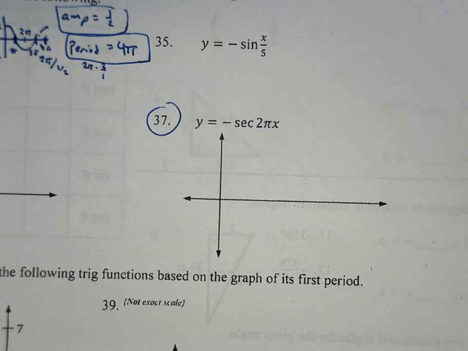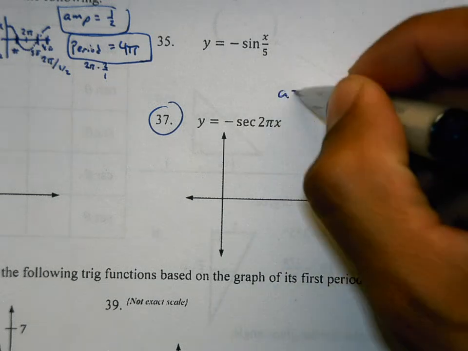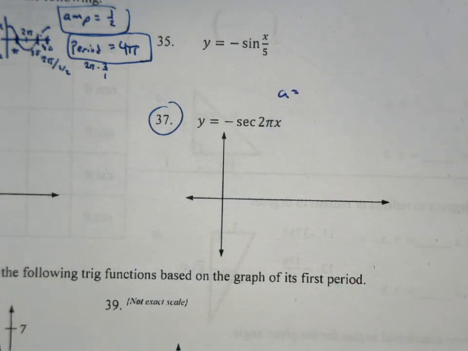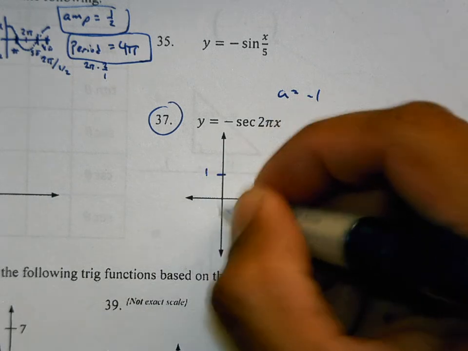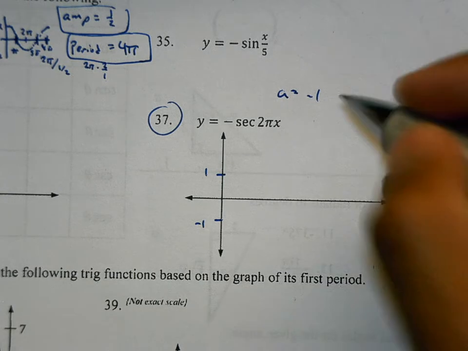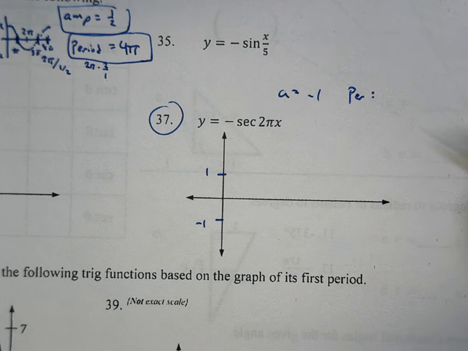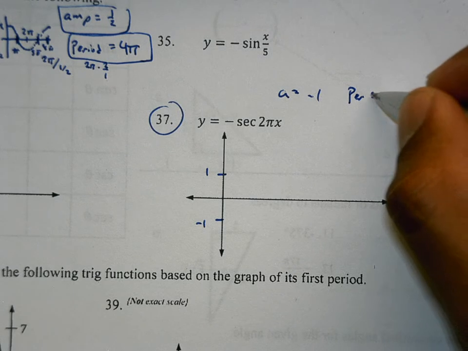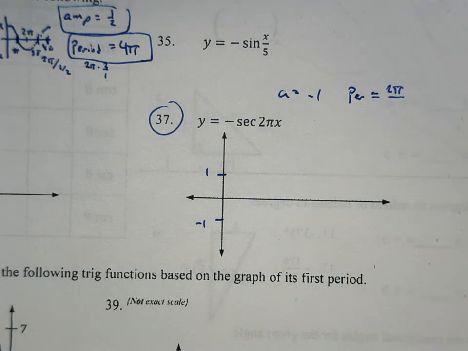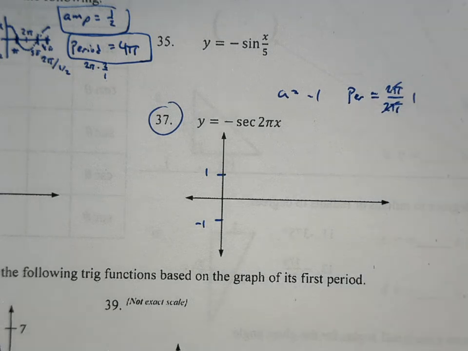It says we're supposed to sketch 2 periods. So the first thing I would do is figure out what my amplitude is. My A value is a -1. So I'm going to put down on my y-axis 1 and -1. I'm going to figure out what my period is. This is a secant graph. So the period is equal to 2 pi divided by b. B here is 2 pi. So my period is 1 radian.